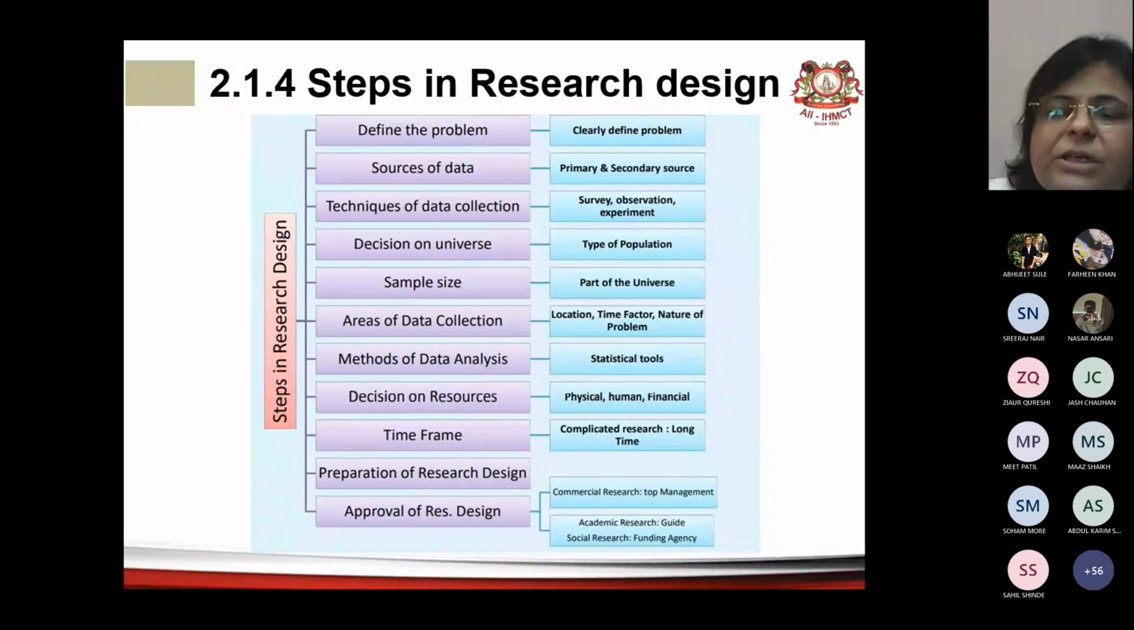Sources of data: primary or secondary sources. Can anybody tell me what is a primary source and a secondary source? Come on, let us have an interactive session. Come on, students. What is primary? Very simple. Primary is the information that we have made, and secondary data means the information we have taken from another person. Very good. That is secondary data.